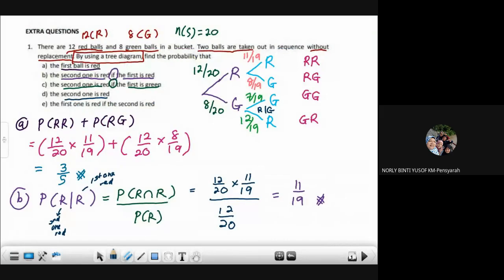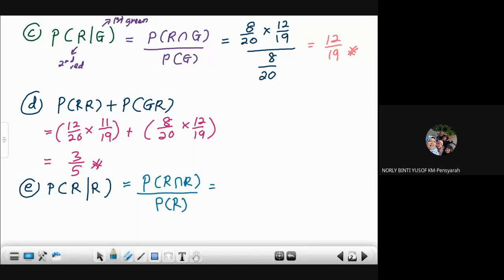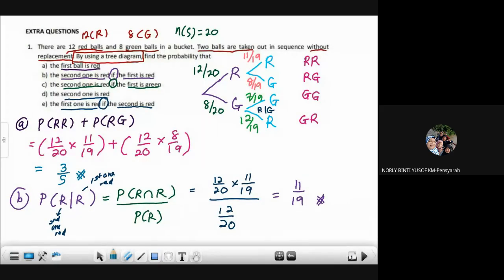Okay. Lepas tu E, the first one is red if the second is red. So sama, event dia sama tapi dia conditional probability lah sebab the word is if kan, given. So you want to find probability for red given red. Conditional probability lah. Okay, so sama probability of red intersect red divided by the conditional probability formula divided by the given probability red. So untuk red intersect red, kita memang ada satu je lah, RR.